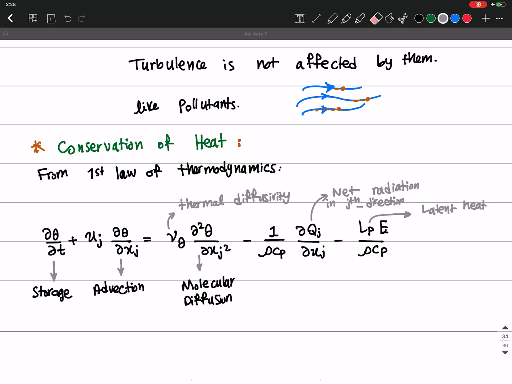This term is the body source due to radiation, and finally this term represents again body source but due to latent heat release.